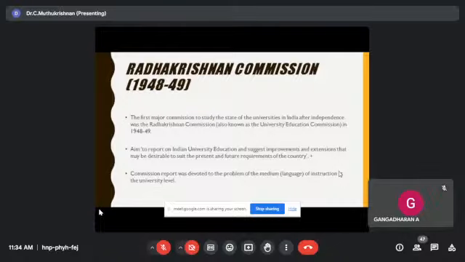So from this area, definitely they will ask at least one question. Everybody who is attending today's class, just note it in your diary also. Definitely they will ask one question from this particular area. What is the aim of the Radhakrishnan Education Commission? To report on Indian university education, and suggest improvements as well as the extensions that may be desirable to suit the present and future requirements of the country. It's very, very important, the Radhakrishnan Education Commission 1948 to 49.